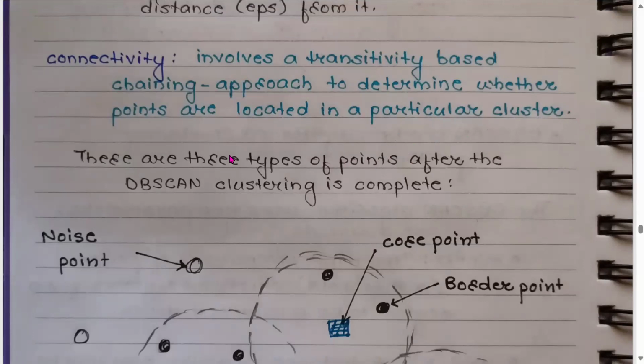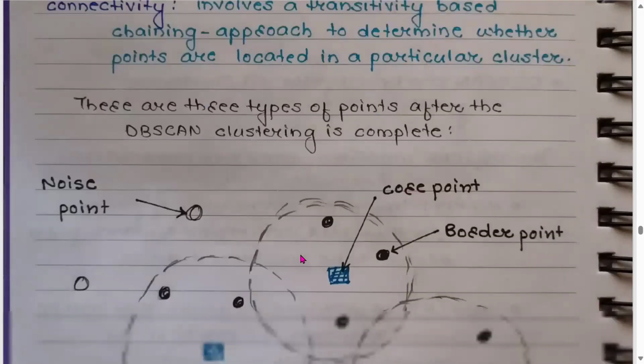There are three types of points after the DBSCAN clustering is complete: noise point, core point, border point.